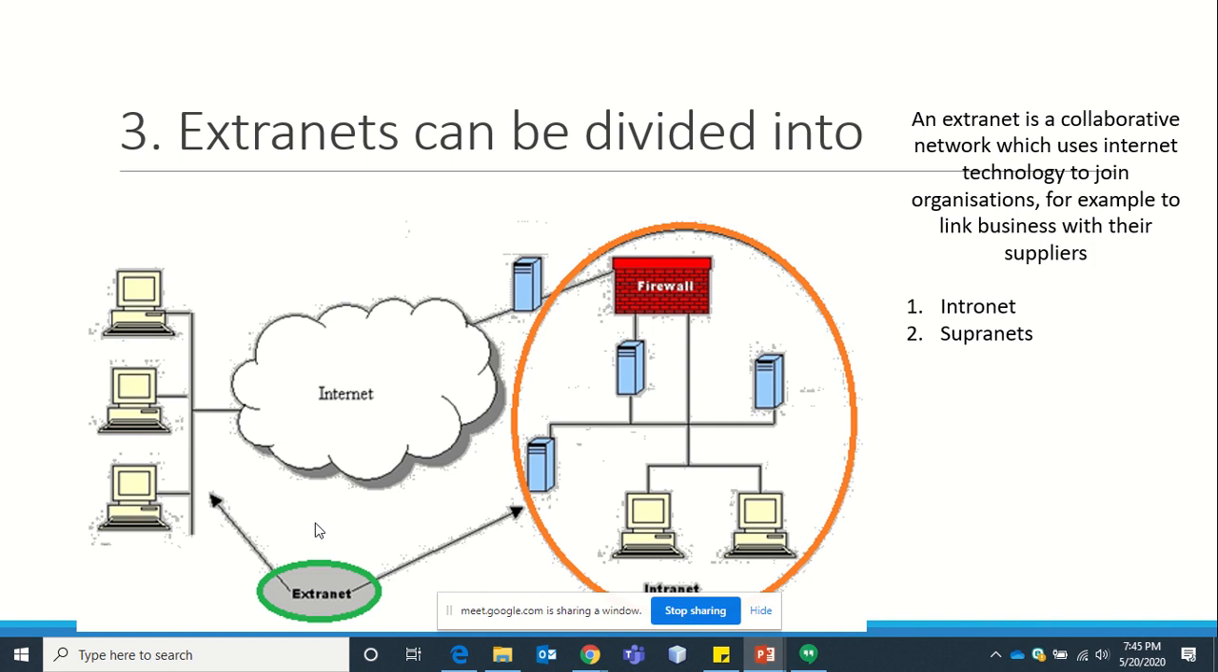If you can see this image, the intranet is a system which operates within the organization. Within the organization domain, the intranet is operating. What is the extranet? To this intranet we can involve external people. Let's say this is a production company, and for this production company we have suppliers. Suppliers supply the raw materials for the production.